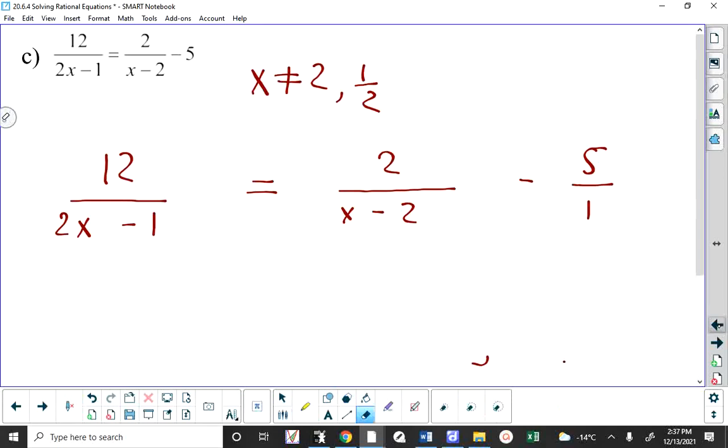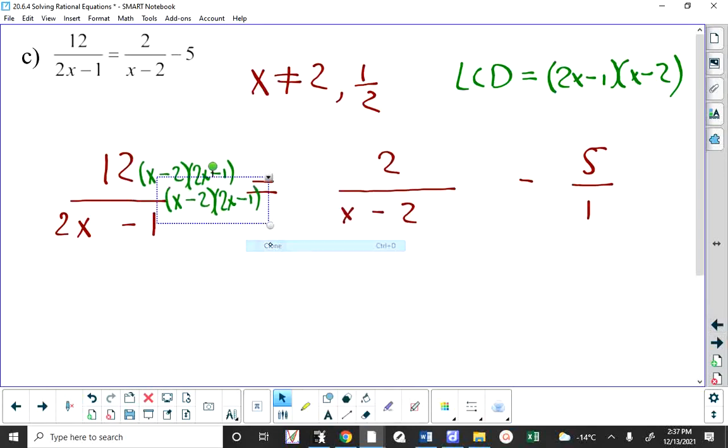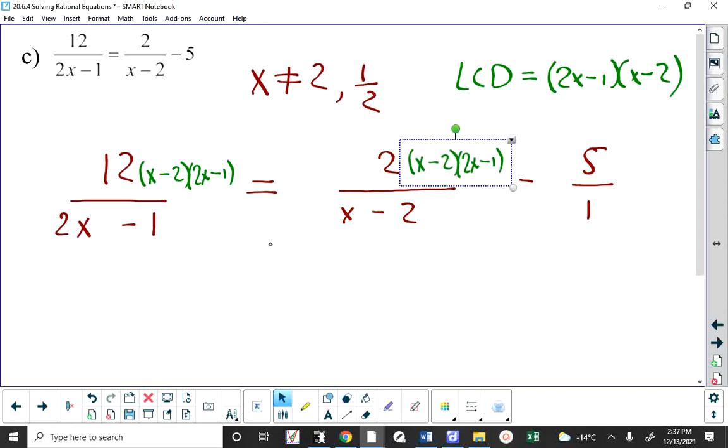So since the lowest common denominator is the product of those two things, we are going to multiply all three of these pieces by those two factors. And again, our motivation here is not to convert everything to those denominators. Our motivation is to get rid of the denominators. You know what this is like? It's like cross multiplication, except you've got more than two things. You've got 3 or 4 or 5.